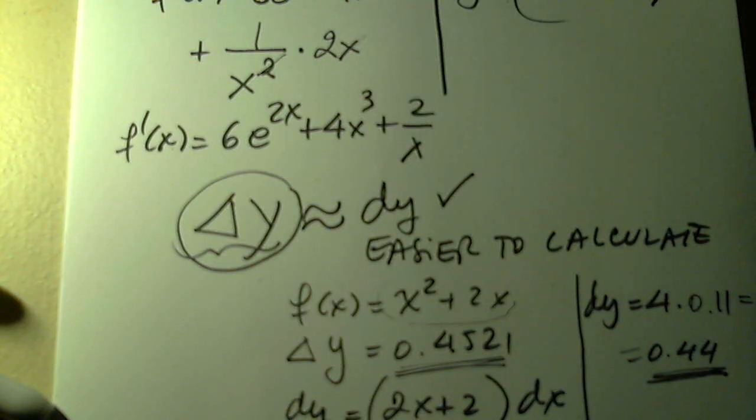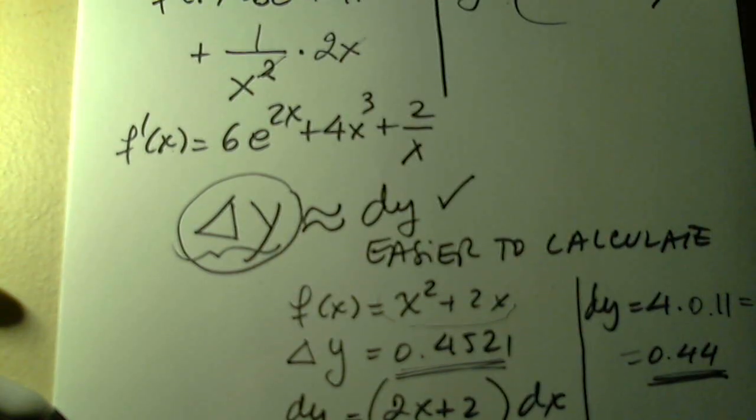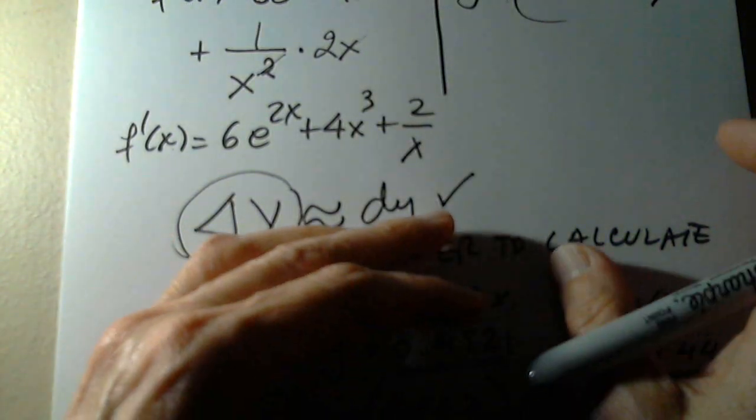Find delta y for x and delta x values given. Find dy, which we know is f prime of x dx. And find dy for the given x, exactly what we just did. They want us to find the exact, which is delta y. They want us to find the approximate of delta y, which is dy, for the given values. So let's choose a problem. Okay, I will choose 9.